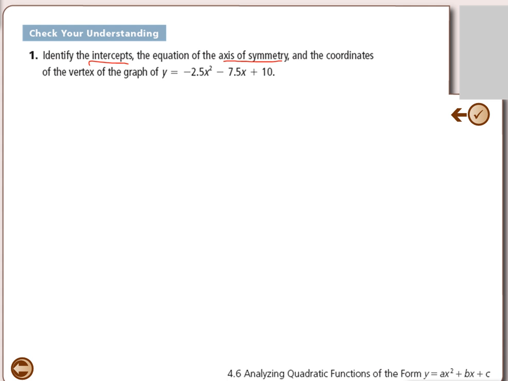So in order to find our intercepts, we could factor, or we could use the quadratic formula, or we could complete the square. Of course, we could also use the graph, but we're looking at doing it algebraically here. I'm going to start with factoring to see if that's possible. But we've got decimals.